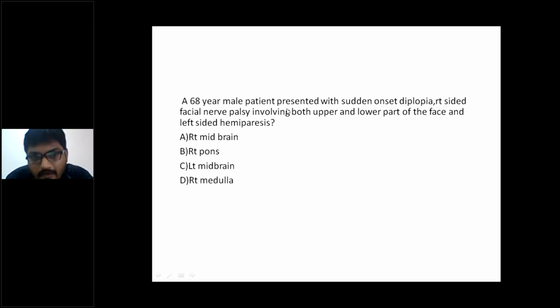Pontomedullary junction. Pons. So left-sided hemiparesis. This hemiparesis is due to the corticospinal tract. So why left-sided hemiparesis? See, corticospinal tract decussates in which part of the medulla?